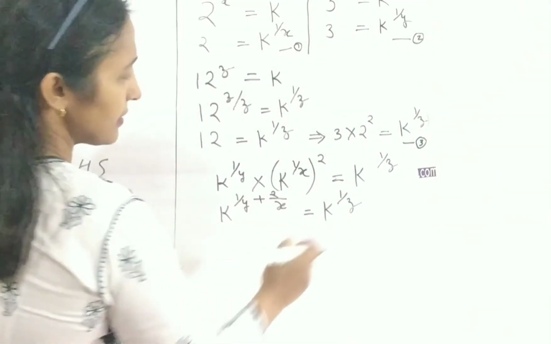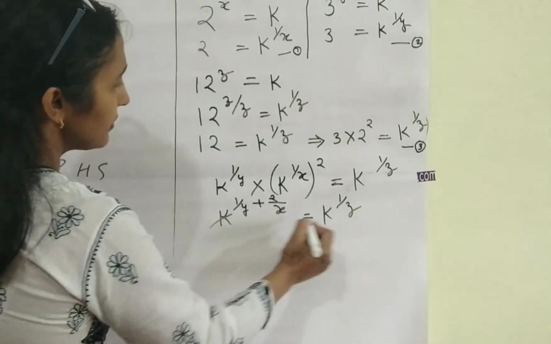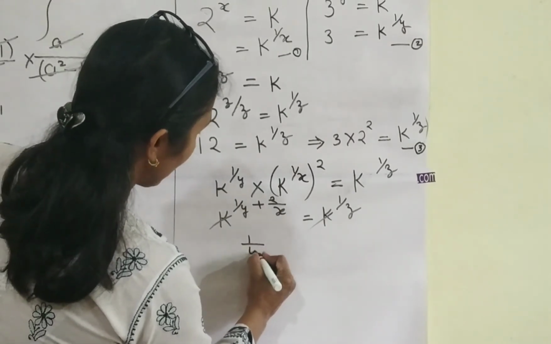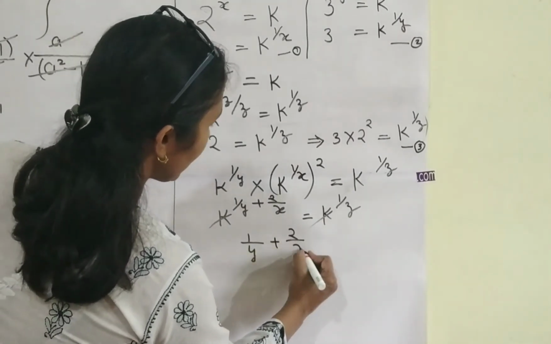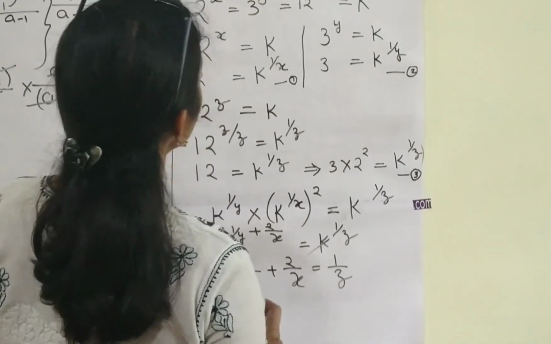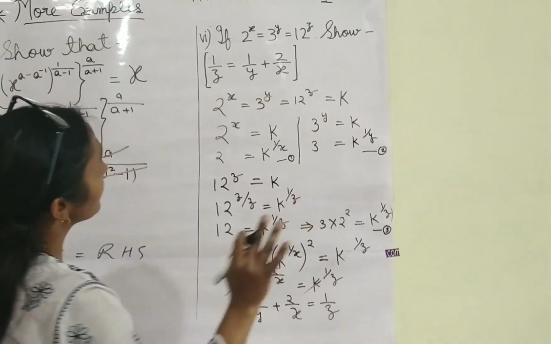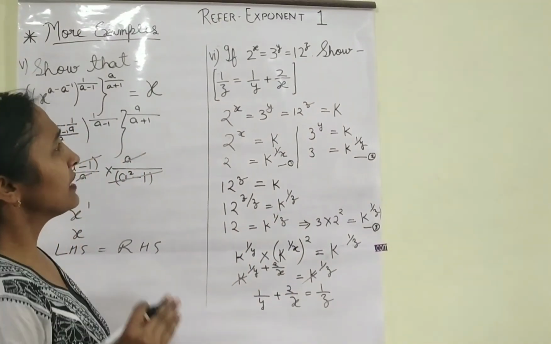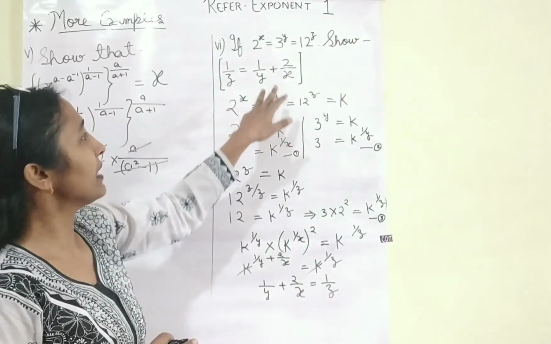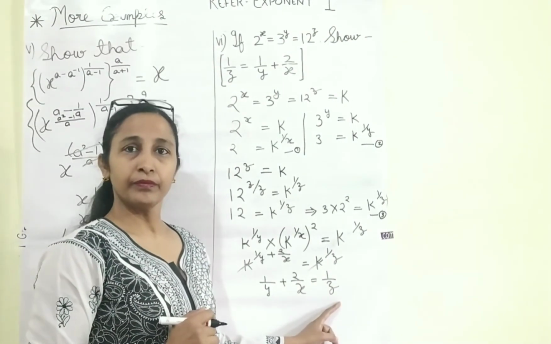Since the bases are the same, the powers will also be equal and we will cut it. So 1 upon y plus 2 upon x equals 1 upon z. Sorry, it was not LHS equals RHS. It was to show that 1 upon z equals 1 upon y plus 2 upon x, and we have shown it.